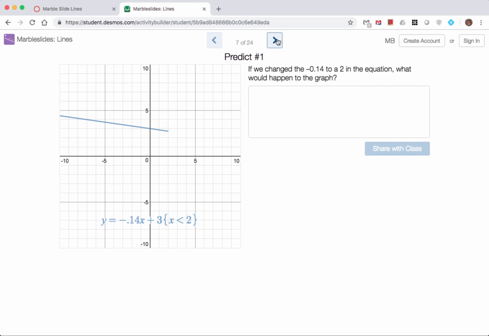All right, let's make a prediction here. It says if we change the negative 0.14 to a 2 in the equation, what will happen to the graph? Well, notice we're going from a negative slope to a positive slope. So that means we'll go from a decreasing line to an increasing line. What else is going to happen? The new line will also be steeper.